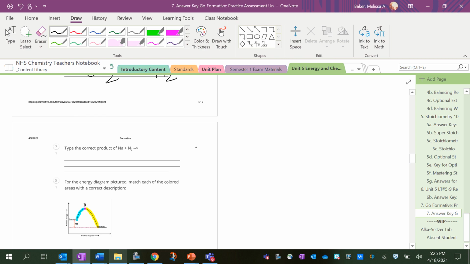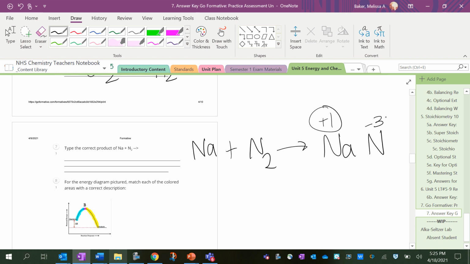Type the correct product of Na plus N2. So when you're doing combination, you need to think crisscross. And what I mean by crisscross is crisscrossing the charges from the periodic table. So we would crisscross the 3 down here, the 1 here, but we don't really need to write the 1. So the product would be Na3N.